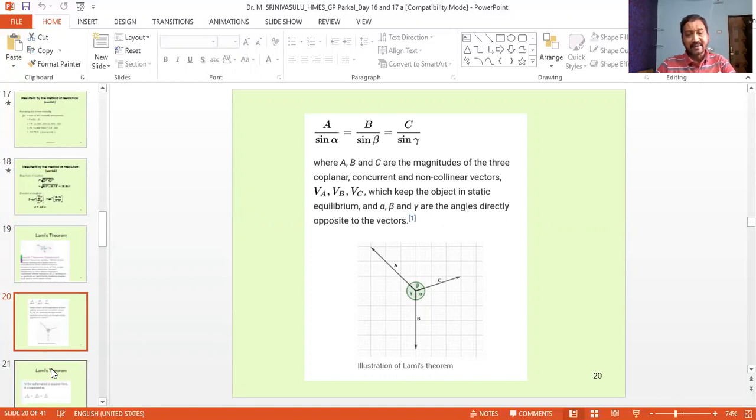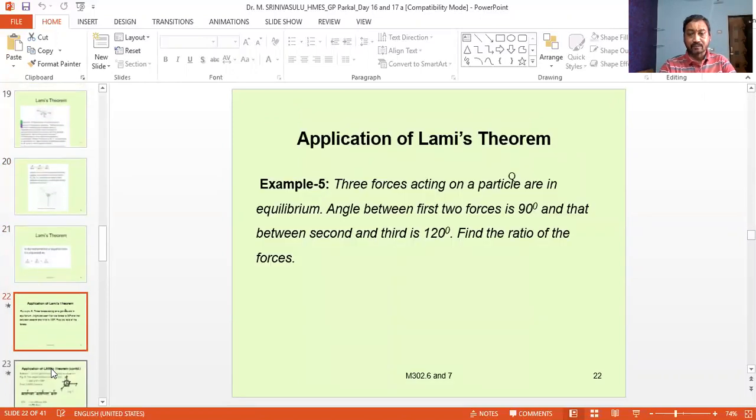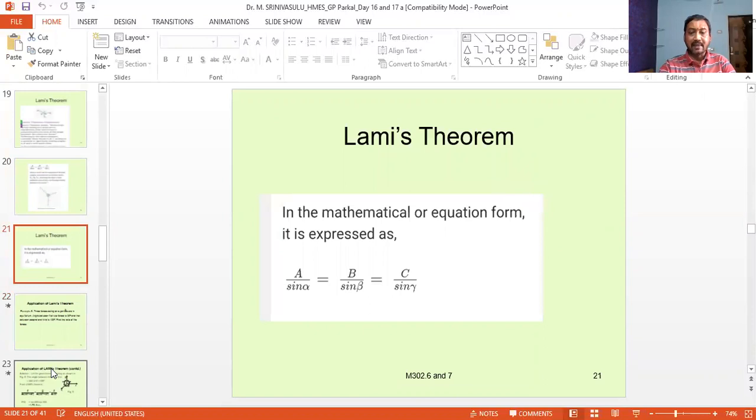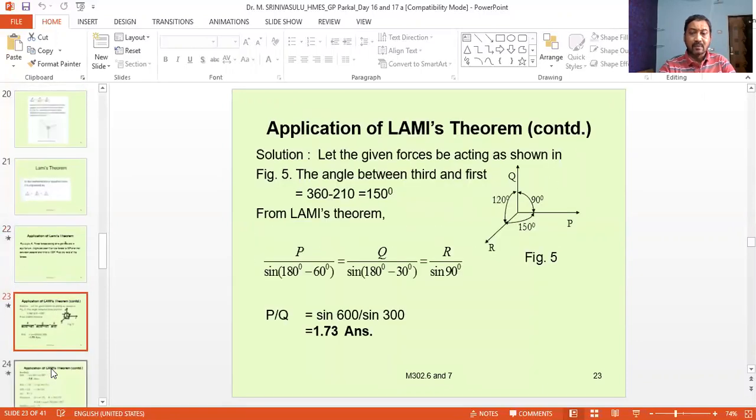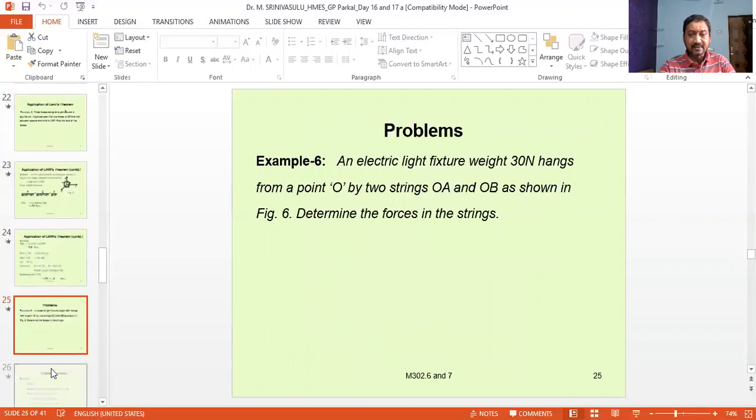Here, when the force A is taken, the angle between B and C and so on will be considered. So this is the Lami's theorem equation, and based on this we will solve some problems. The mathematical form of the equation is A by sine alpha is equal to B by sine beta is equal to C by sine gamma. This we also solved in the last class.